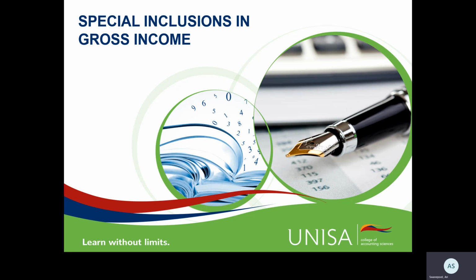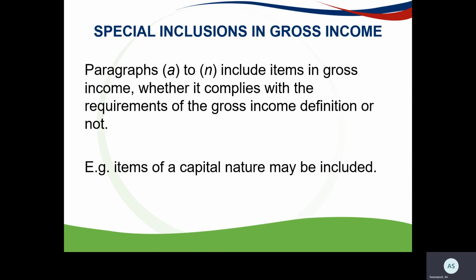We'll be looking at special inclusions in gross income. Paragraphs A to N of the gross income definition include all the items listed in there into gross income. It doesn't necessarily have to comply with the requirements of the gross income definition. For example, if an item is capital in nature and it is under paragraphs A to N, it will be included in gross income regardless.